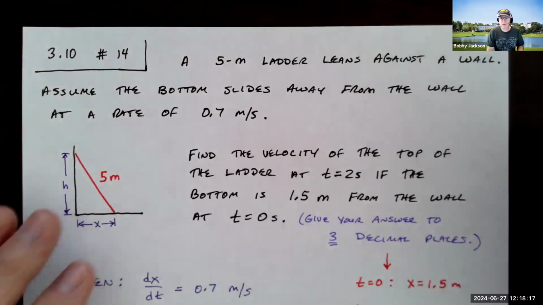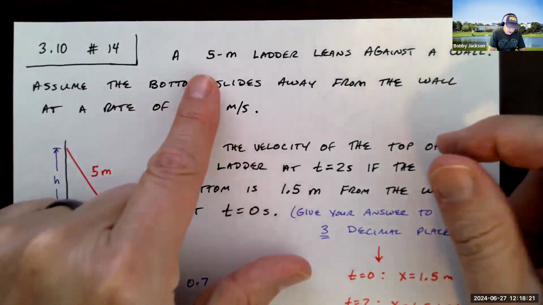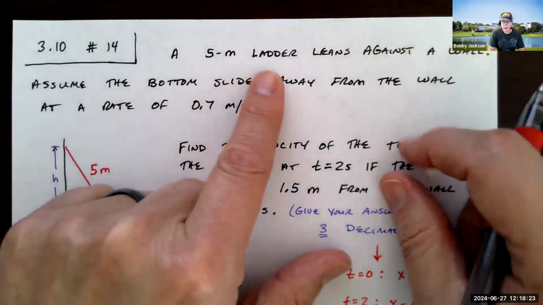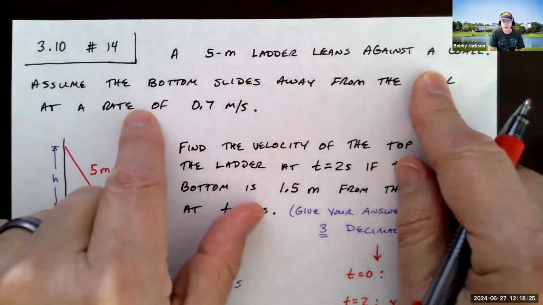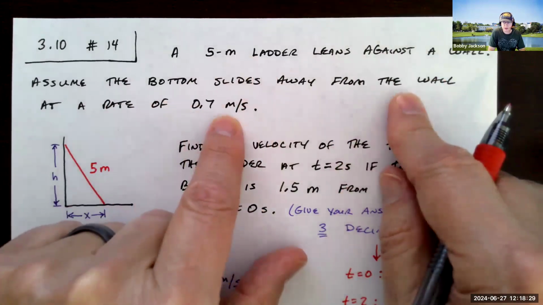Hey everyone, we're going to look at number 14 in section 3.10. We're given a 5-meter ladder that leans against a wall. Assume the bottom slides away from the wall at a rate of 0.7 meters per second.